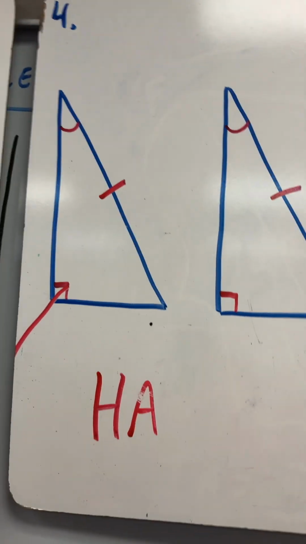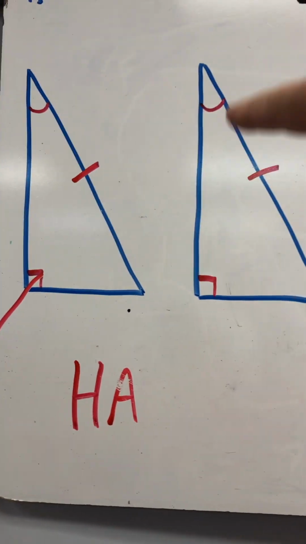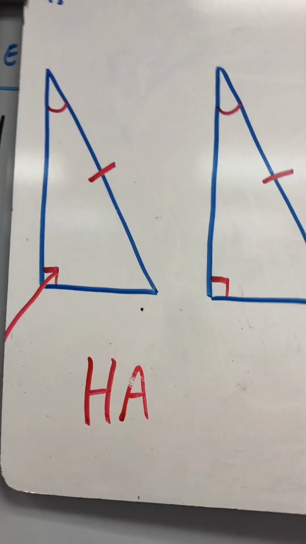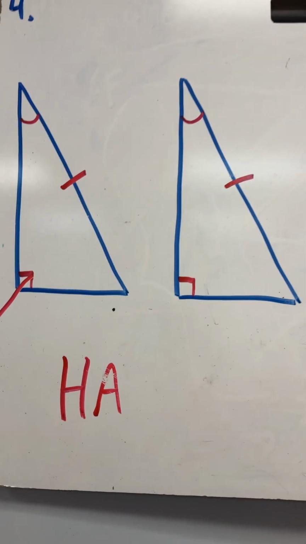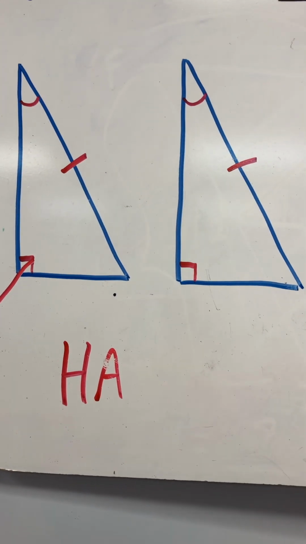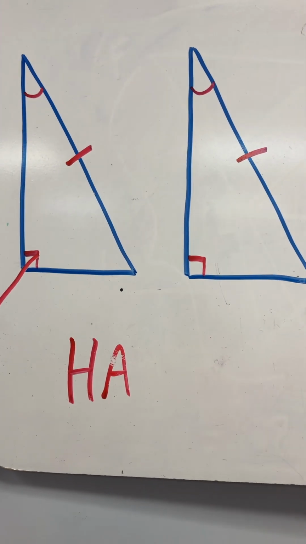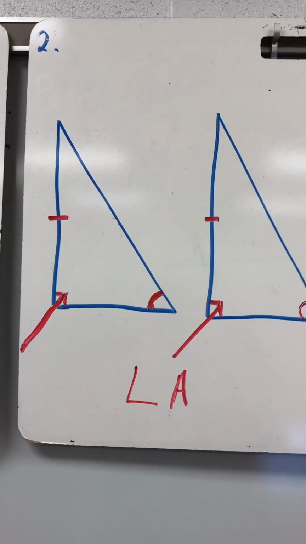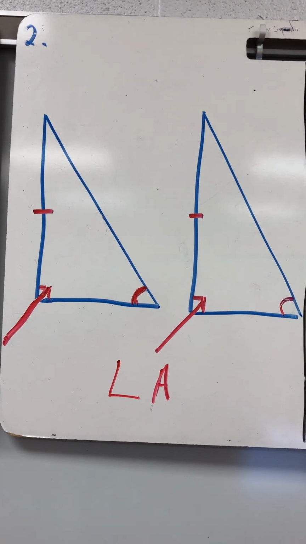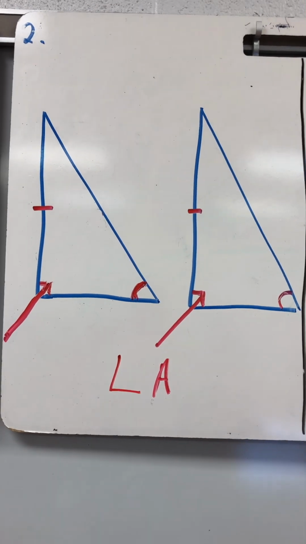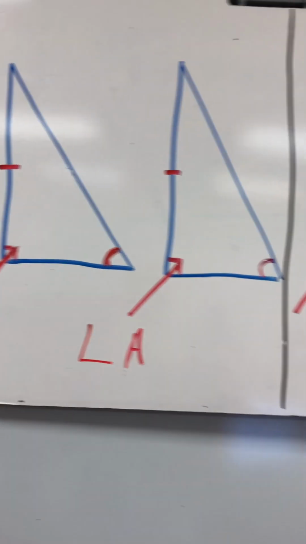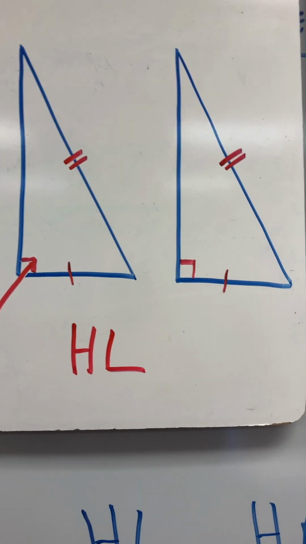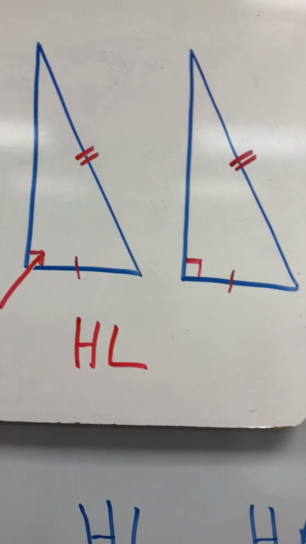Over here, notice that the hypotenuse is congruent to the hypotenuse, and we also have an angle congruent to an angle. We call it hypotenuse angle. I don't know why you cannot call it angle hypotenuse or angle leg. The L has to come first. If you have an angle, the A has to be last. And if you have a hypotenuse, the H has to come first. I don't know why that's the rule, but that's the rule. Okay.